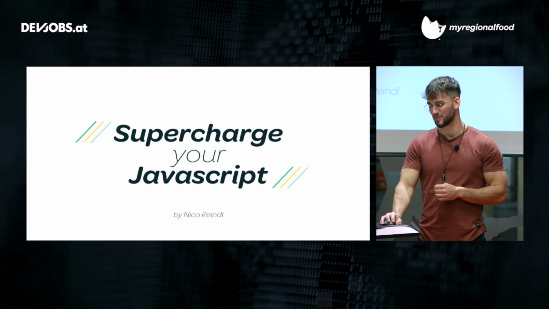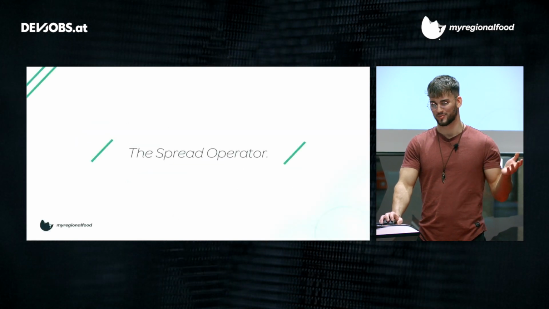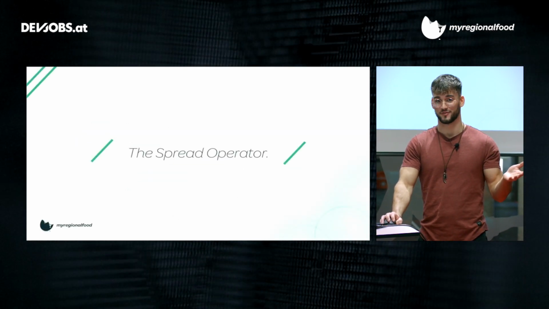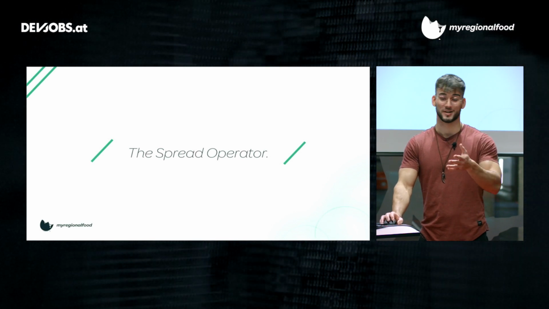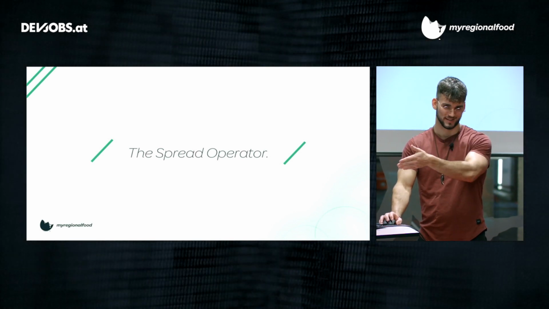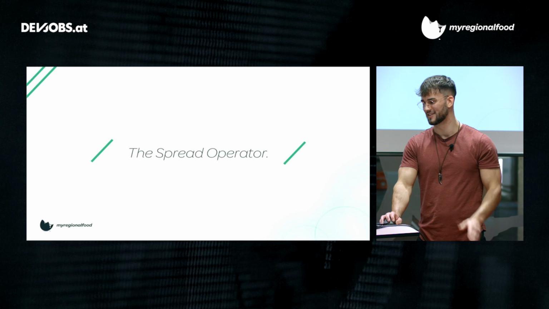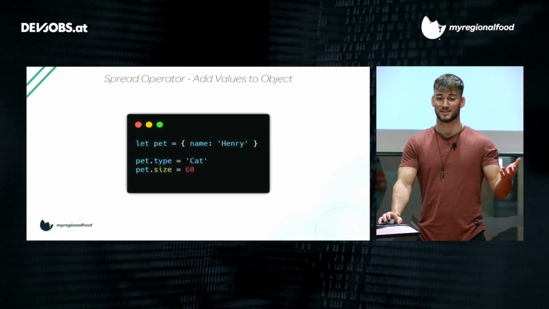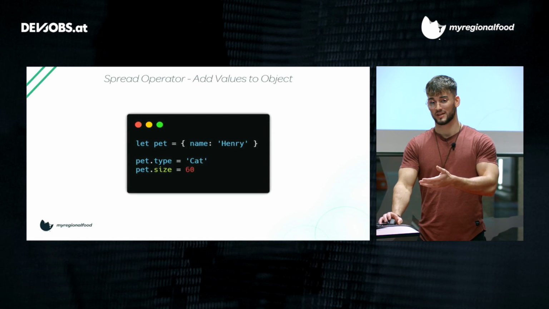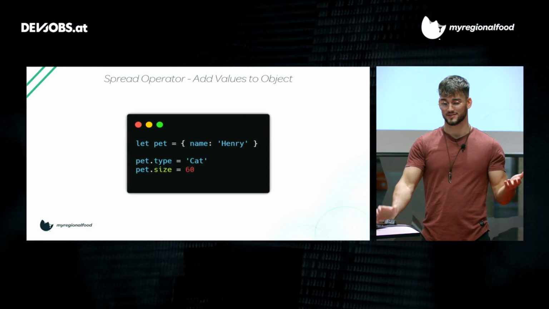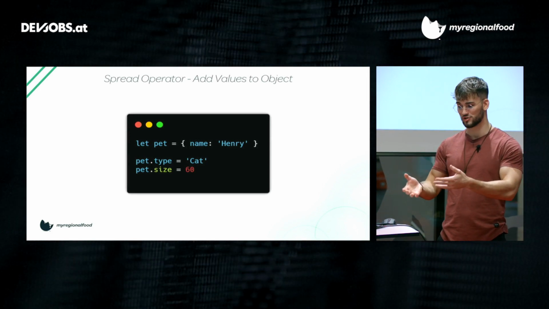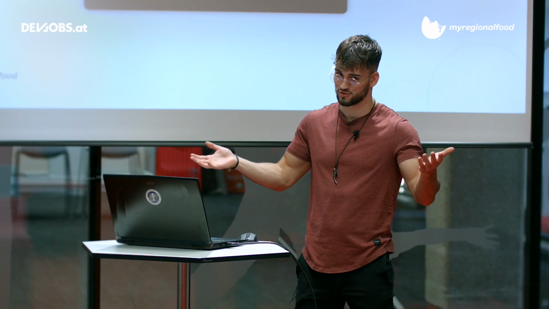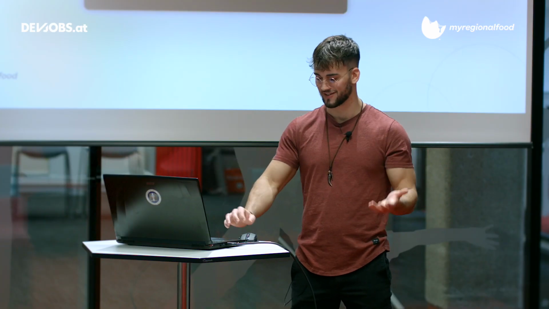The first tip is about the spread operator. The spread operator can be very useful. The spread operator is, by the way, those 3 dots, but you'll see it in about a minute. For example, you have an object, a pet, which has the name Henry. You want to set the type and the size of the pet: the type is cat and the size is 60, whatever.